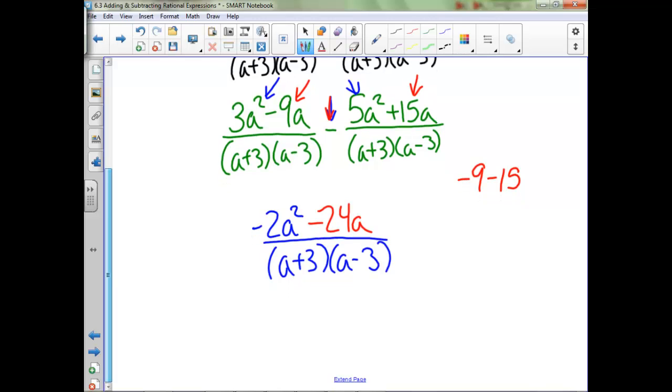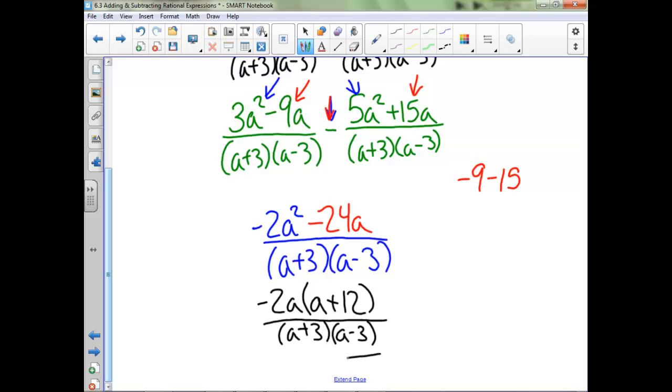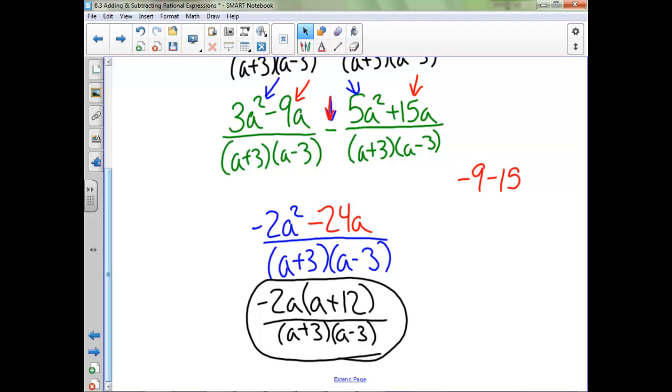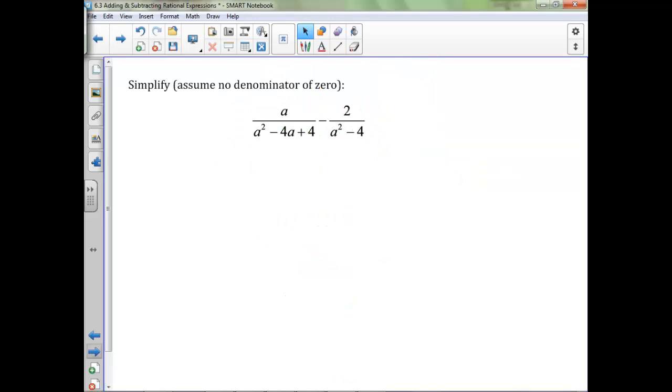And now you always want to factor to see if you can simplify. So we can take out a negative 2a from our numerator. We're left with a plus 12 over a plus 3 times a minus 3. And nothing factors, so we are good. That is our answer. Alright, this one, let's start by figuring out our common denominator.